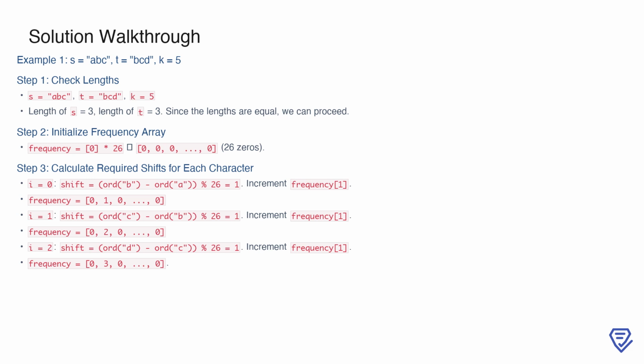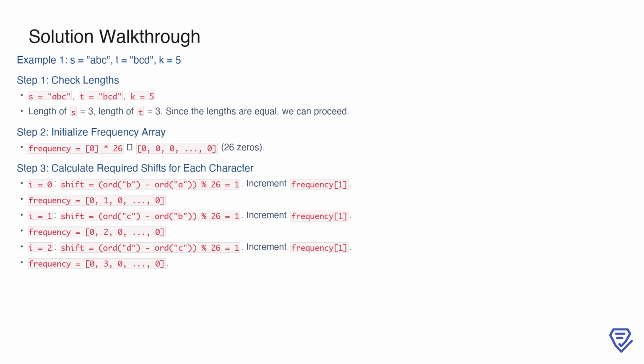Now, we initialize a frequency array with 26 zeros, one for each possible shift value corresponding to the 26 letters of the alphabet. This array will help us track how many times each shift is required. Next, we calculate the required shifts for each character. For the first pair of characters, s[0] equals a and t[0] equals b, the shift is calculated as (ord(b) - ord(a)) % 26 equals 1. We increment the frequency at index 1.